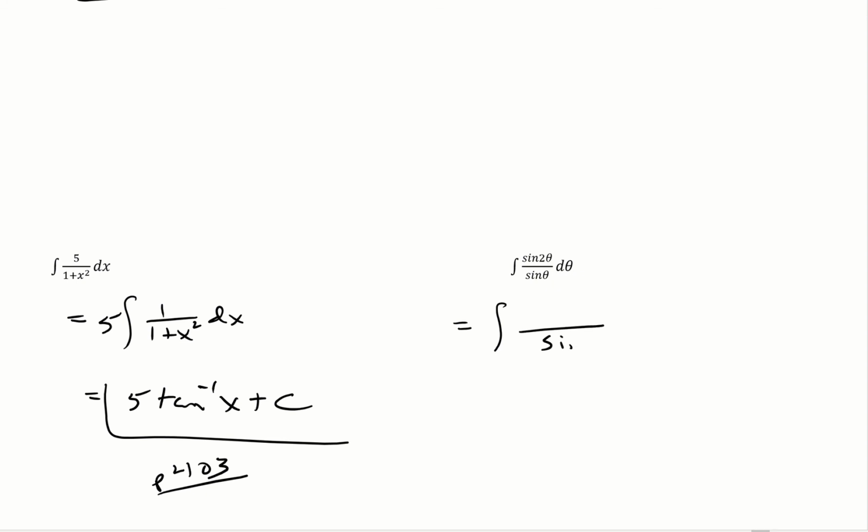You're right. You pause it and look it up. Go ahead and pause it. I said pause it. Okay. If you pause it, what you found is 2 sine theta cosine theta.